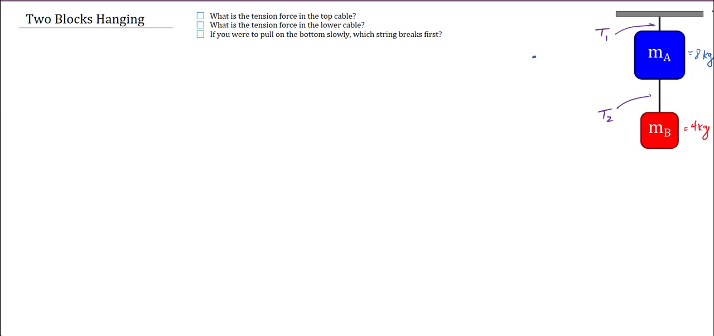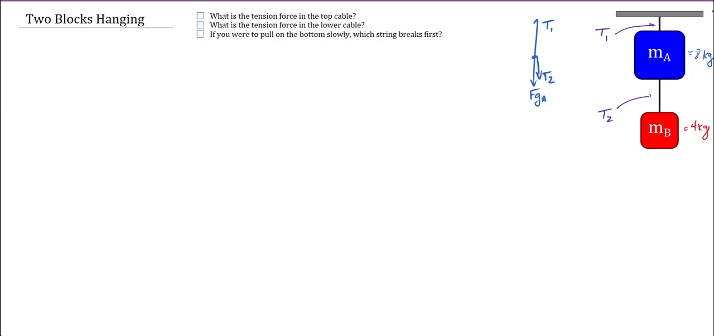For the top block, we have what I called T1 pointing up, and we have the weight of block A, so I'll call it FGA, pointing down, and we also have the cable T2 pointing down as well, because both cables are acting on block 1 and the Earth is through gravity.